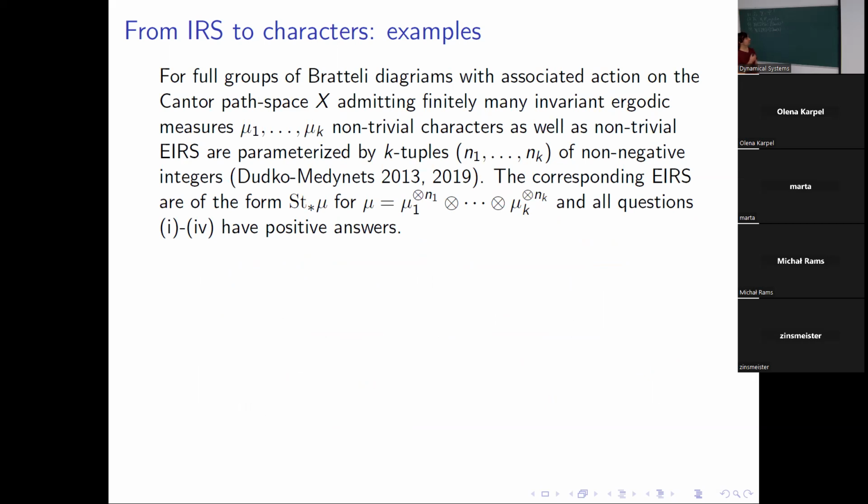Another example is full groups of Bratteli diagrams. In the previous talk, Olena Karpel was talking about generalized Bratteli diagrams, but she also mentioned usual Bratteli diagrams. There are groups naturally acting on them, called full groups of Bratteli diagrams. They naturally act on the space of infinite paths, which Olena Karpel defined.